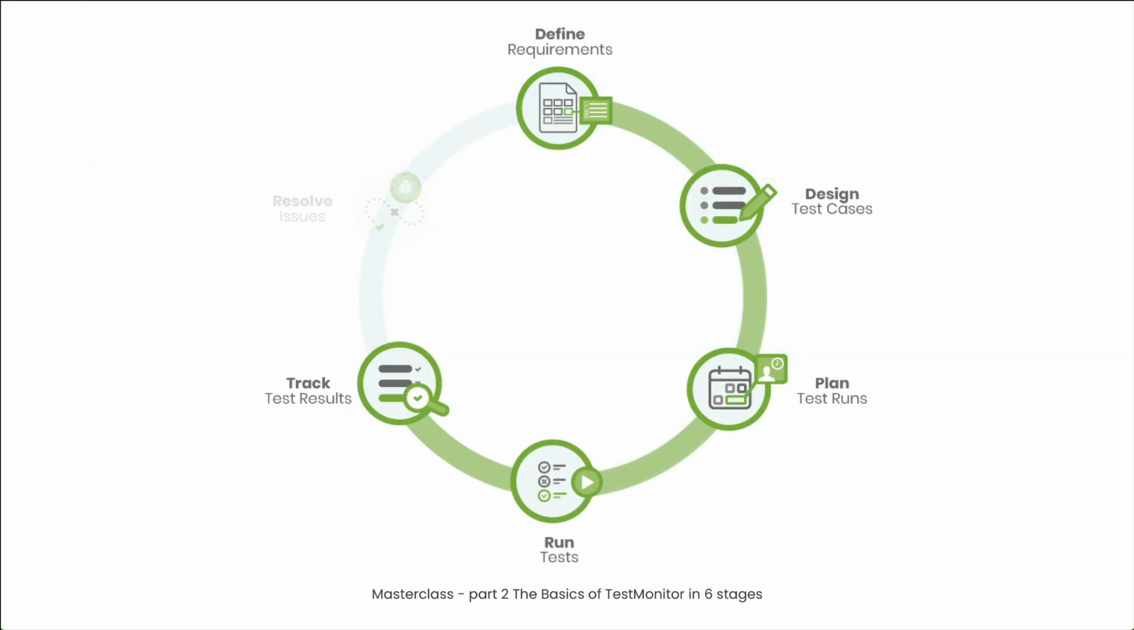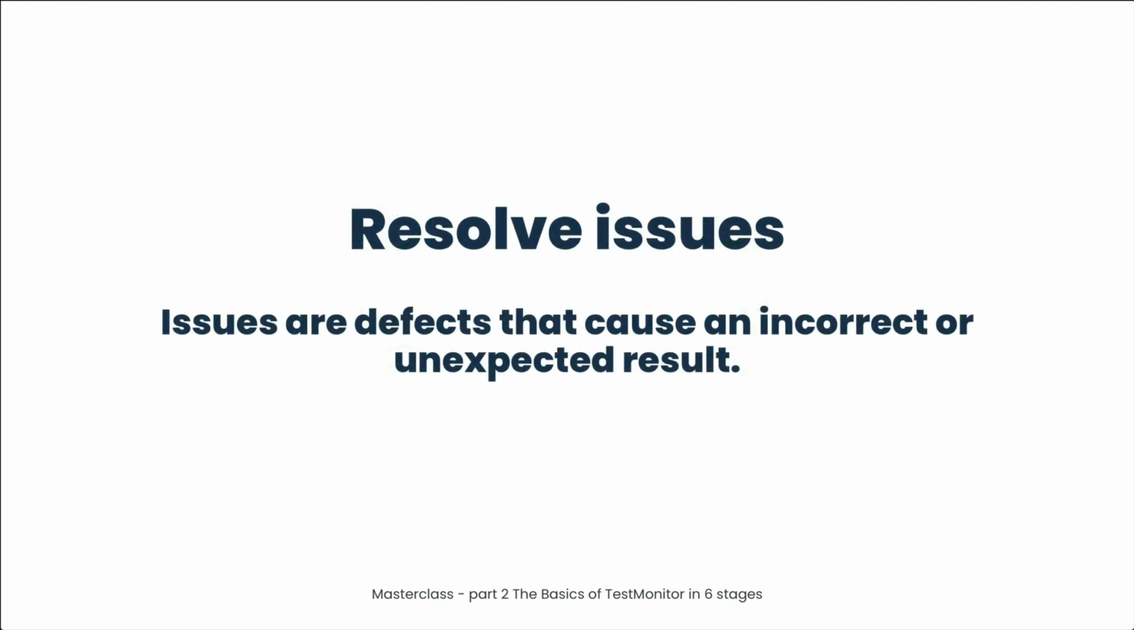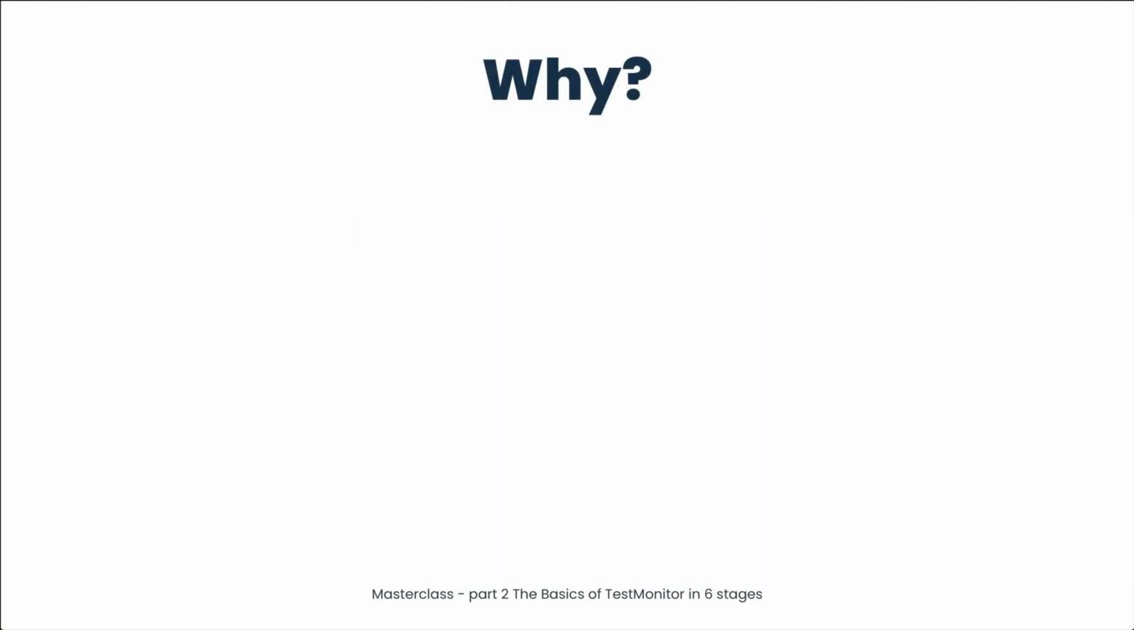The test results were analyzed. This brings us to the last stage, resolving issues. What are issues? Issues, also called defects, are problems that cause an unexpected result. The issue is linked to the test result, with all the metadata provided by the testers during testing. The issue is then passed on to an owner, who is responsible for fixing the issue. Why should you use issue management?